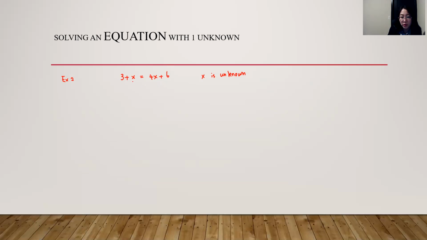So first, we try to get rid of the x term from the left-hand side of the equation. The left-hand side of the equation is 3 plus x, and we subtract x.